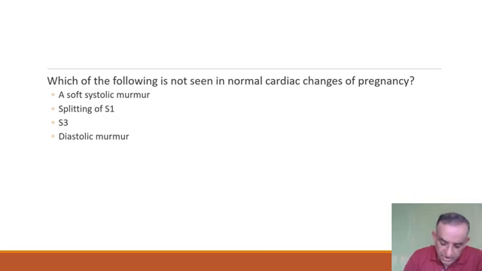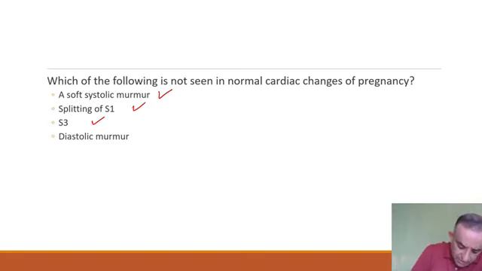Which of the following is not seen in a normal cardiac change of pregnancy? Yes, pregnancy is a condition where there is a lot of increase in the volume of the body fluids and the blood volume, and that is going to make a lot of noise in the heart. So there'll be an ejection systolic murmur, a flow murmur, and since there is a lot of volume in the heart, in the left heart especially, then there'll be splitting of the first heart sound, and there'll be also an S3 heard because of the rapid filling of the left ventricle. So yes, you will hear a soft systolic murmur, splitting of the S1 and the S3, which is because of the rapid filling of the left ventricle.